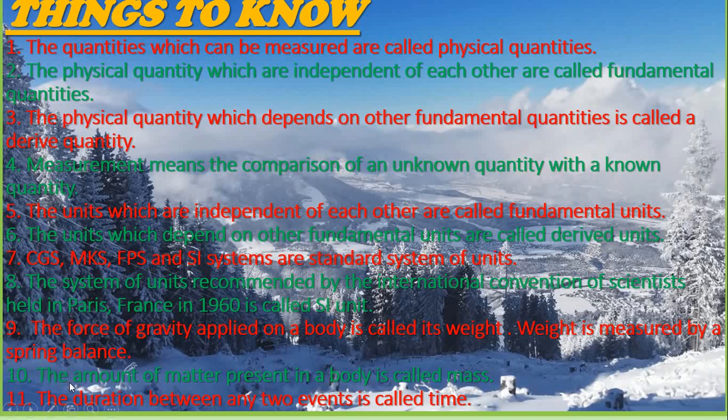The 10th thing that we should remember is that the amount of matter present in a body is called mass, and we should also try to learn the difference between weight and mass, because it creates a huge problem when we go to upper classes. And the last thing that we should remember is that the duration between any two events is known as time. This is the summary of the third chapter which we should all try to learn and remember.